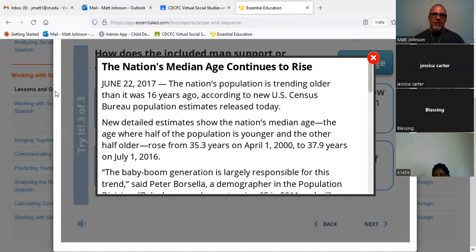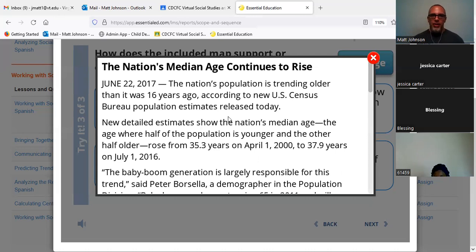So our text says the nation's population is trending older than it was 16 years ago, according to new U.S. Census Bureau population estimates released today. New detailed estimates show the nation's median age, the age where half of the population is younger and the other half is older, rose from 35.3 years on April 1st, 2000 to 37.9 years on July 1st, 2016.